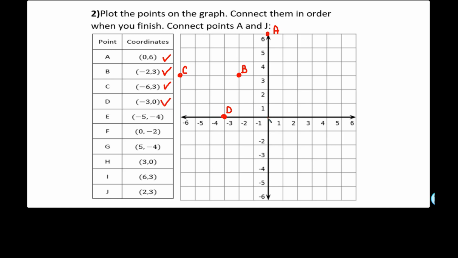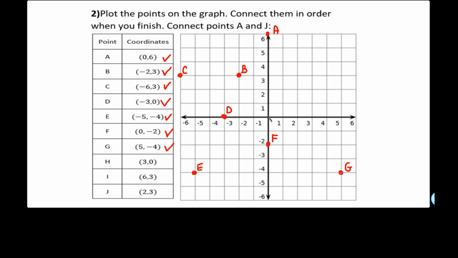Letter E, we're going to go -5. So 1, 2, 3, 4, 5. And then down 4. 1, 2, 3, 4. So this would be letter E. Next point is 0, -2. So we stay there and we go down 2. That will be letter F. Letter G is 5, -4. So we're going to go 1, 2, 3, 4, 5. And then down 1, 2, 3, 4. So this would be letter G.